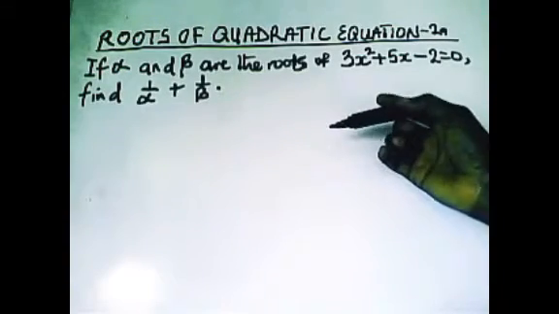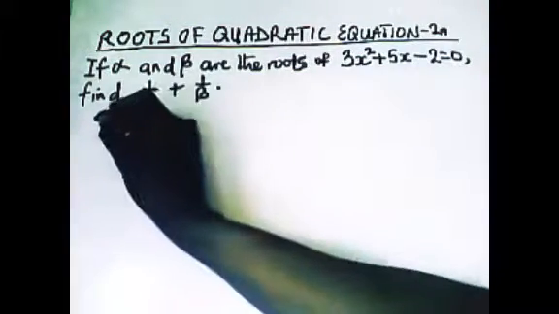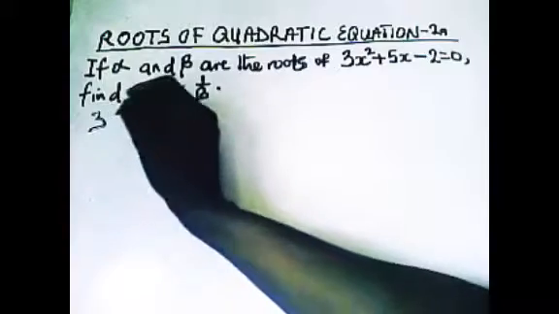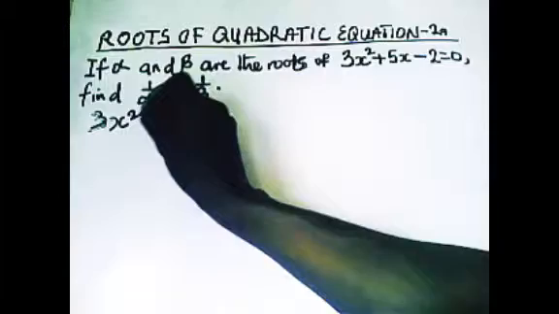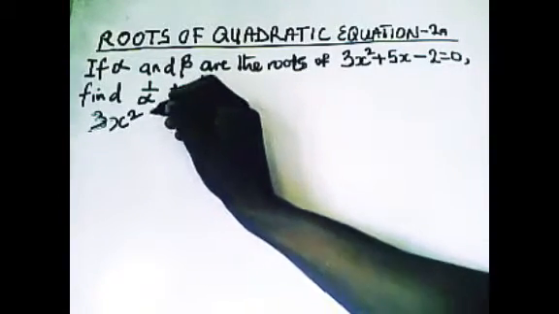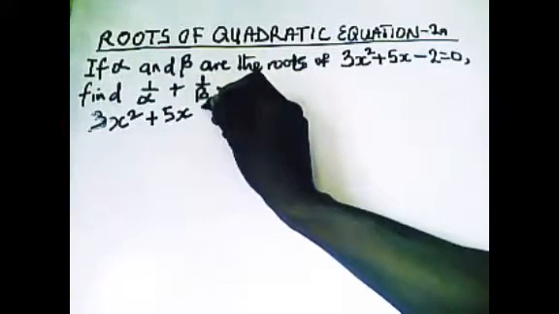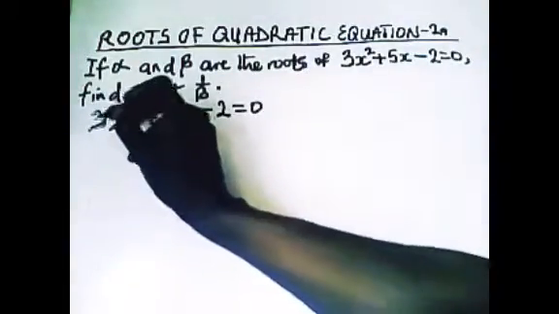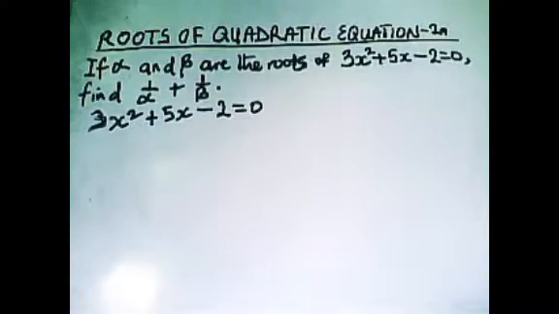Now how do we approach this question? Let's go straight into solving this. We first of all write out this equation here, which is 3x squared plus 5x minus 2 equals to 0. Let's write out the 3 very well. Okay, so we have 3x squared plus 5x minus 2 equals to 0.